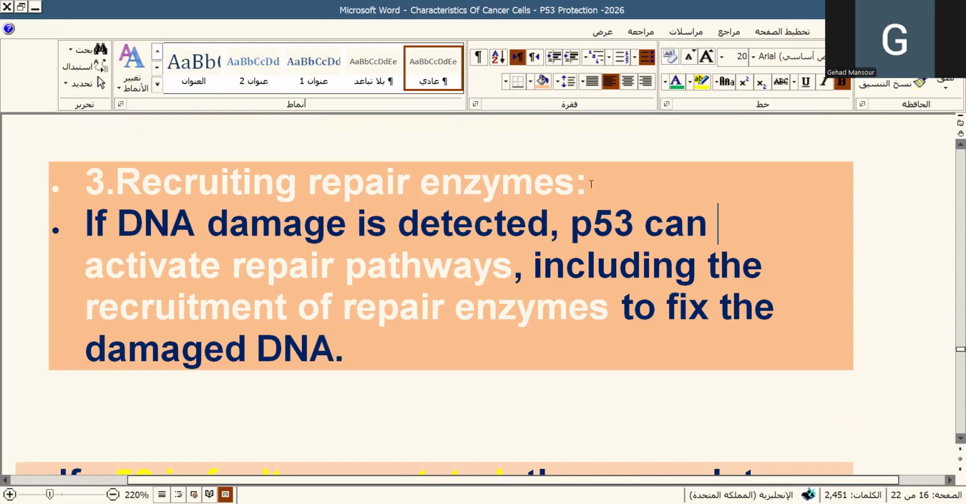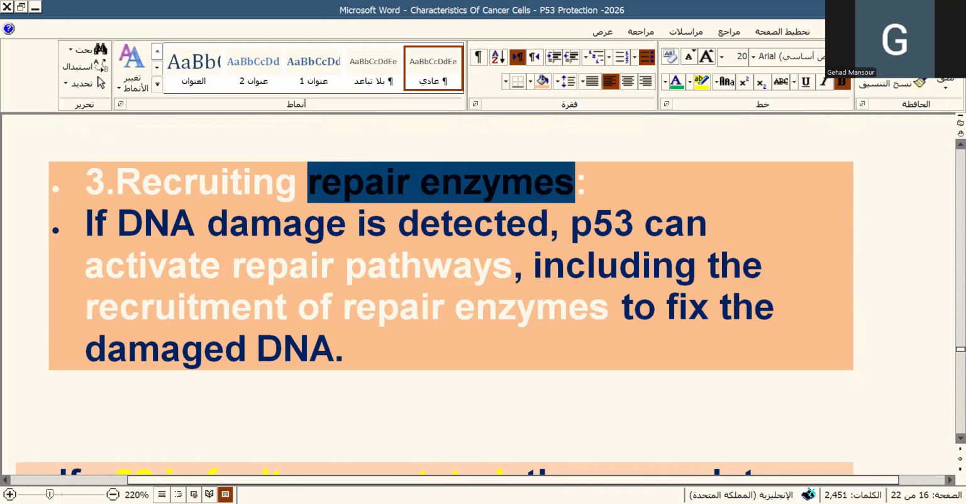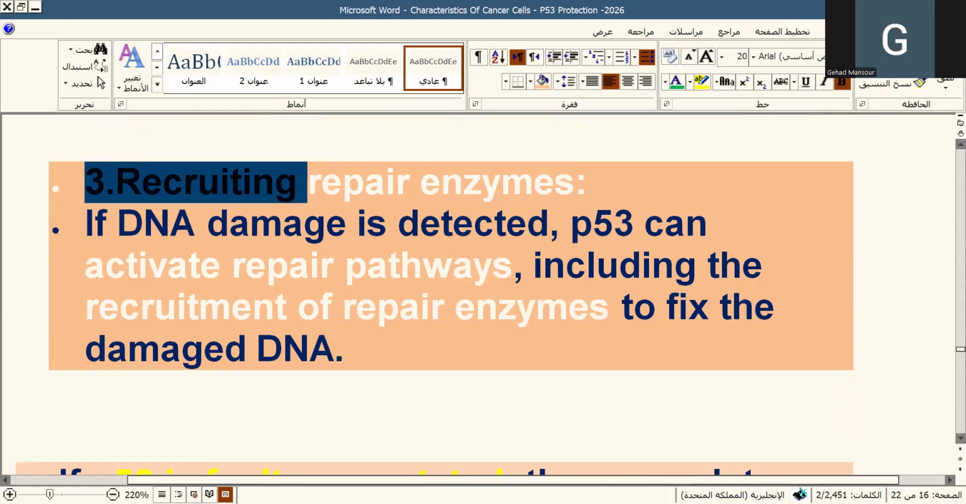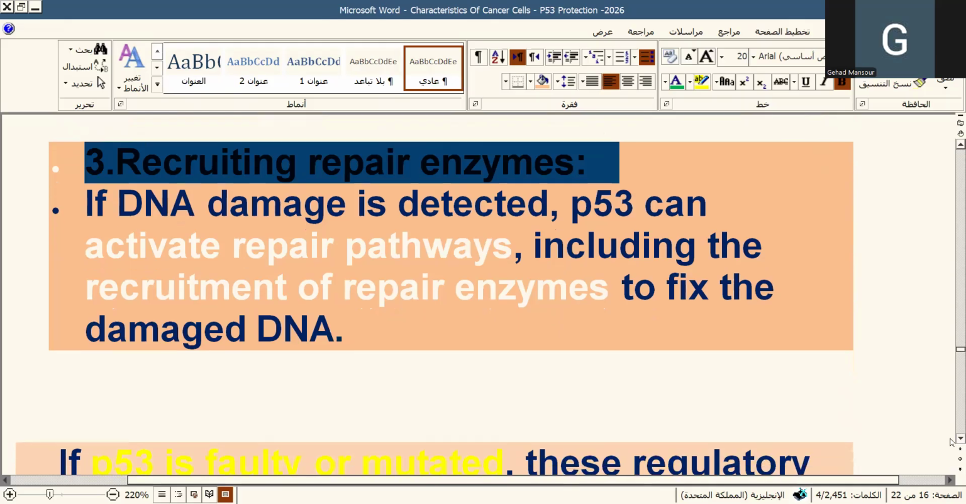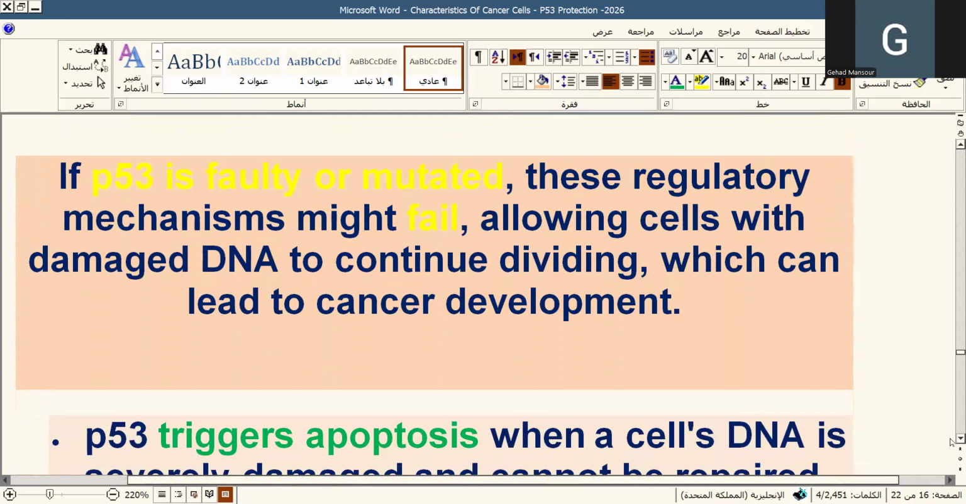But this means what? This means that we need repair enzymes. Which molecule will be used to activate those repair enzymes when repair is possible? It is P53. So one of the major functions of P53 is to recruit and activate the repair enzymes, and therefore the chemical pathways of repair of DNA to fix the damaged DNA.